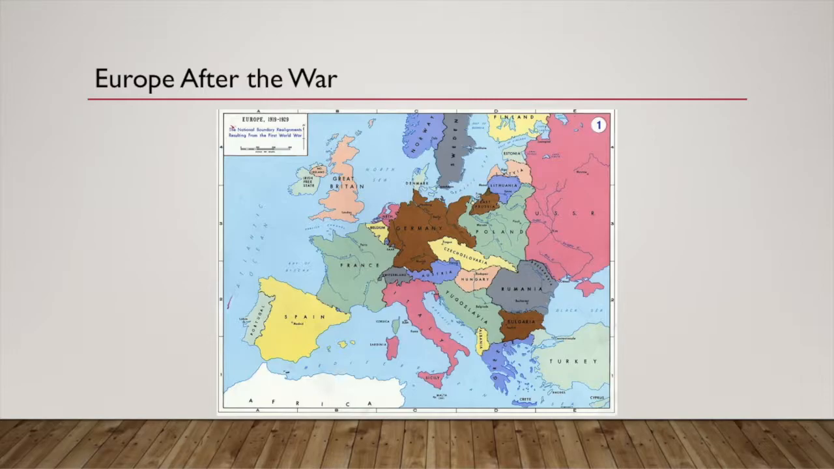Germany was split into two, divided by the new Poland, which now has access to the Baltic Sea. Czechoslovakia was born, as well as Estonia, Latvia, and Lithuania. Germany, Austria, and Hungary lost lots of land, while Turkey replaced the Ottoman Empire.